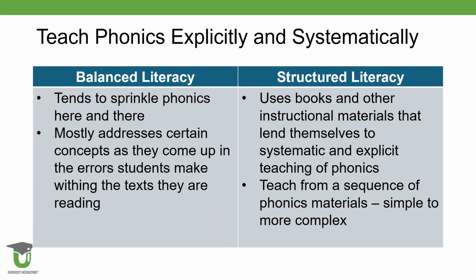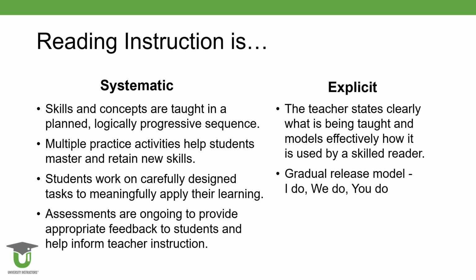So what exactly is meant by systematic and explicit? These key points help distinguish the differences between systematic and explicit reading instruction. Systematic instruction is when the instructor will teach skills and concepts in a planned sequence that makes sense to students and helps them understand the content. Explicit instruction is when the instructor states what is being taught at the beginning of the lesson and then models for the students. A gradual release model would be used here.